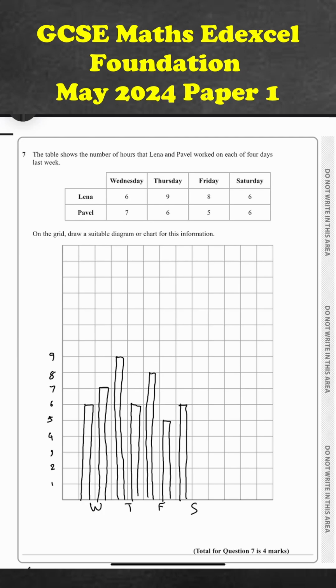Now, the other thing we need to do here is distinguish between Pavel and Lena. So I'm going to say key, and I'm going to say Lena is going to be shaded boxes, and Pavel is going to be blank boxes. So for Lena, which is the first one in each pair, I'm just going to shade in her relevant bars. You can even write above each of the bars. I could just write Lena above these ones that are shaded, just to make it clear which ones are which. And that's question 7 done.